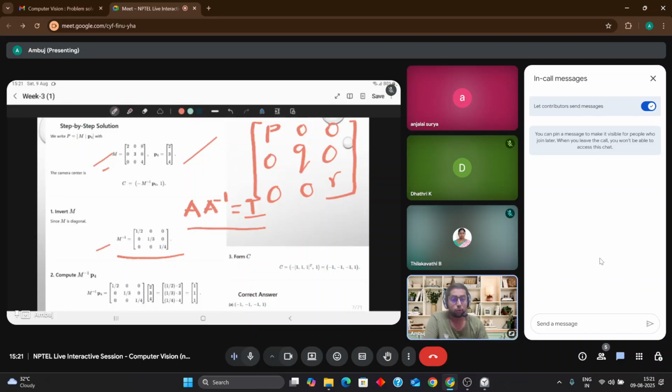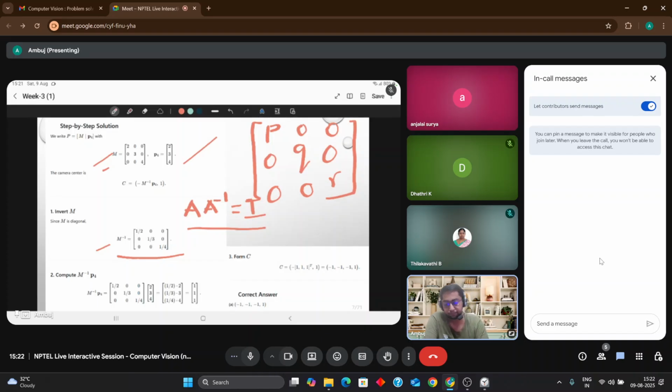That is, 1 upon determinant of A into adjoint of A. And adjoint of A, I already told you how it is calculated: the transpose of the cofactor table. And the cofactor is minus 1 raised to the power i plus j times M_ij. So you can follow all three steps also. But if in future you ever see a diagonal matrix, just calculate the inverse matrix with a shortcut like this.